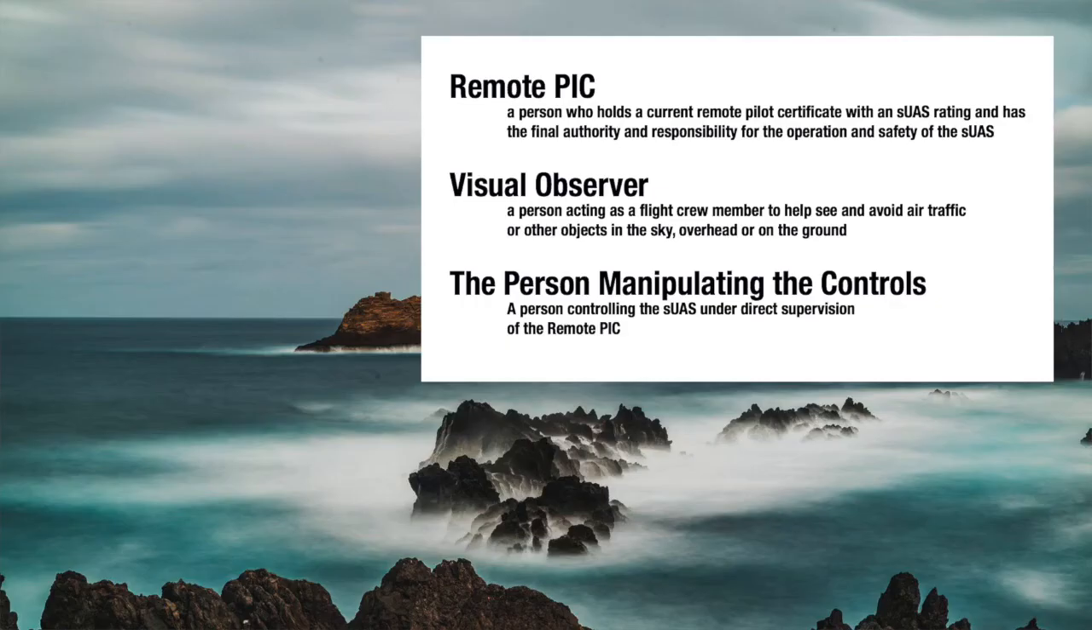The definition of a person manipulating control is a person controlling the SUAS under direct supervision of the remote PIC. So you might be the remote PIC, but if your colleague is actually better than you at flying, you're gonna let him fly, but you ultimately are still responsible for the operation.